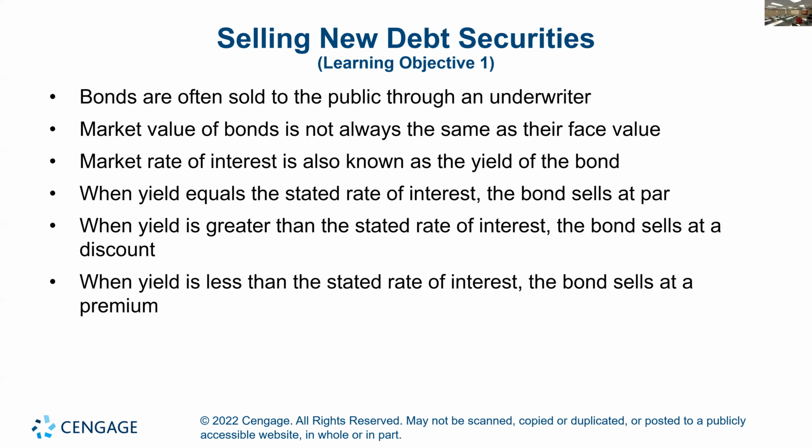I want you to be able to understand that both ways. Here it says the market rate is greater than the stated rate of interest. You can also say the stated rate is less than the market rate. Understand that when the stated rate, what we're paying, is less than the market, nobody wants our bonds, so we have to lower the price and sell them at a discount. And then the exact opposite is true as well.